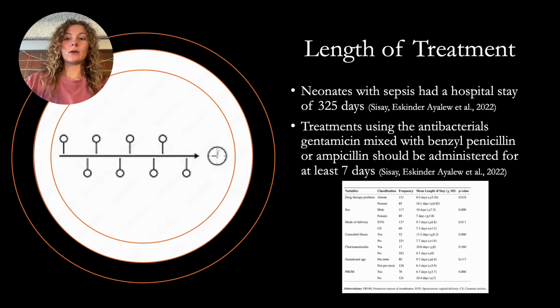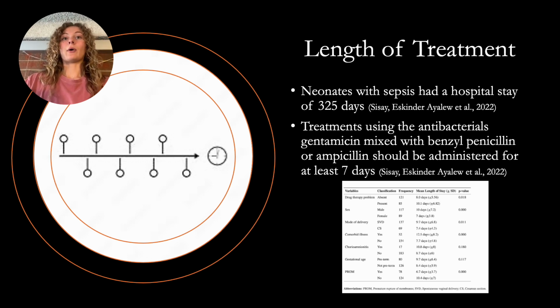And then at the bottom there's a chart that shows certain things that can vary the baby's stay in the hospital, and some examples of that are if the baby has drug therapy problems, then they're likely to stay 2 days longer in the hospital. And then another is the way the baby was delivered. So if it was delivered SVD or spontaneous vaginal delivery versus a C-section, then they stayed for 2 or 3 days longer if they were birthed via SVD.